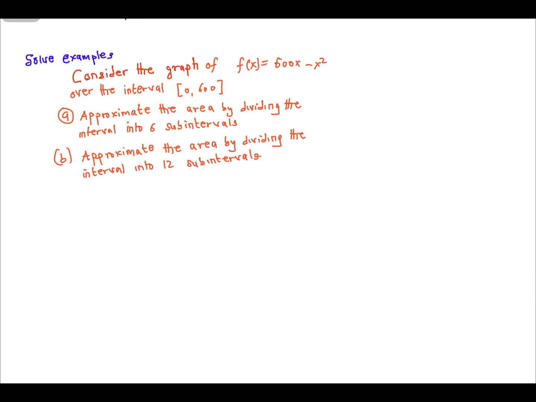So now let's go straight into solving this example. The question is: consider the graph of f of x equals 600x minus x squared over the interval 0 to 600. A. Approximate the area by dividing the interval into 6 subintervals. And B. Approximate the area by dividing the interval into 12 subintervals.